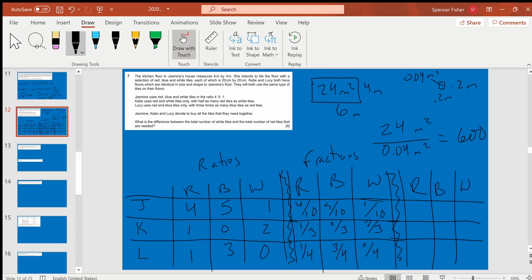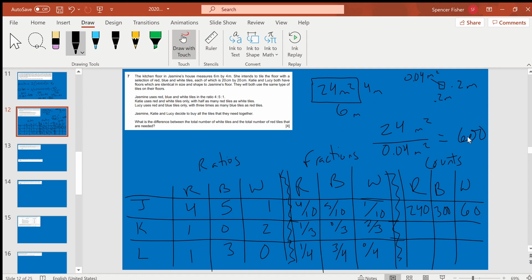Okay, counts. So we'll do 600 times 4 over 10, which happens to be 240. 600 times 5 over 10 is 300. 600 times 1 over 10 is 60. And if you were to add all of these up, you would see that they add up to 600, which is exactly what we needed.